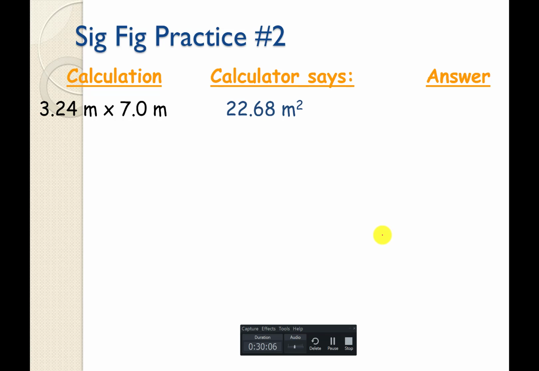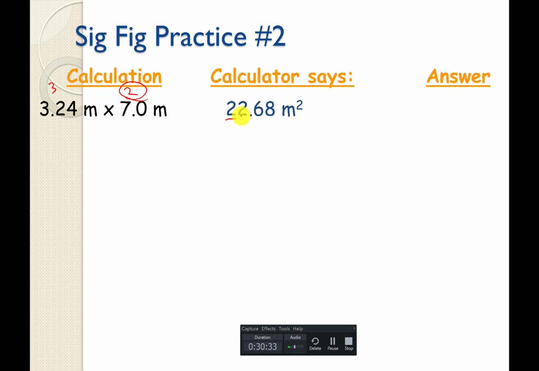All right. Okay, we have 3.24 meters times 7.0 meters. Comes out to be 22.68 meters squared. Right, so the question is, what should our answer be? This part is easy, of course, getting to here. All we do is we count. We say, okay, we've got 3 sig figs here, 2 here. The number with the least significant figures is 2. Therefore, our answer can only have 2 significant figures.